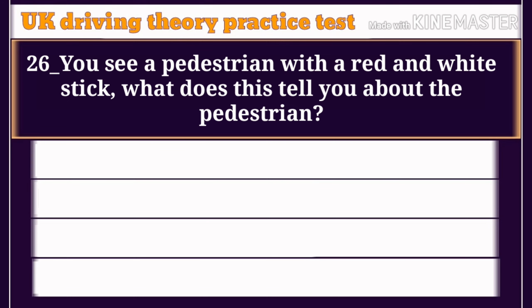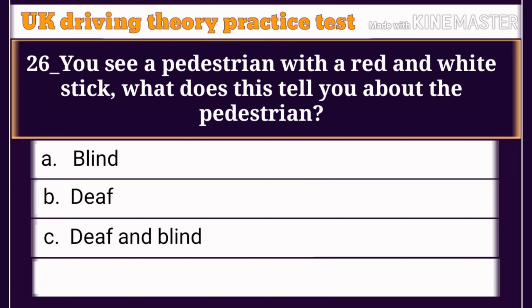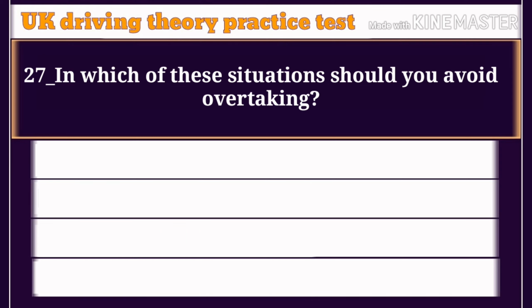Question 26. You see a pedestrian with a red and white stick. What does this tell you about the pedestrian? A. Blind. B. Deaf. C. Deaf and blind. D. Have epilepsy. The correct answer is C. Deaf and blind.